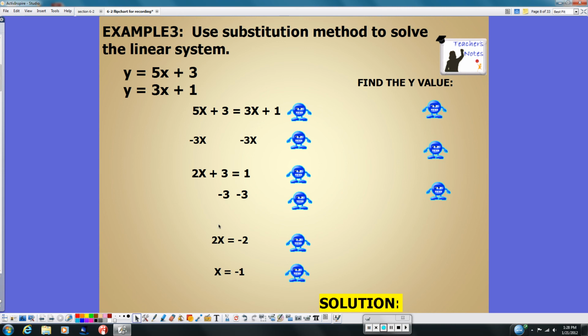Once we know what one of the variables is, we pick either equation to find the value for y. We chose to use the first equation, substituting in the negative 1 for x, so 5 times the negative 1 gives me negative 5 plus 3, so my y must equal 2. My solution is negative 1, 2.